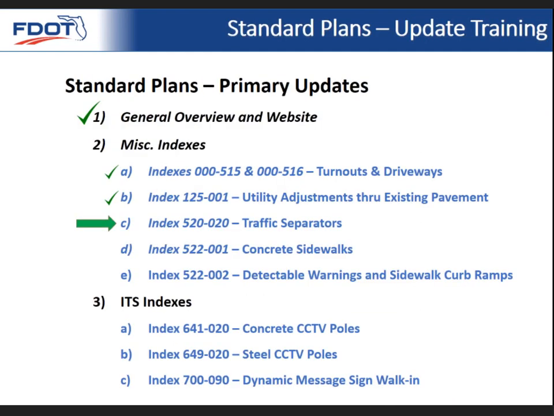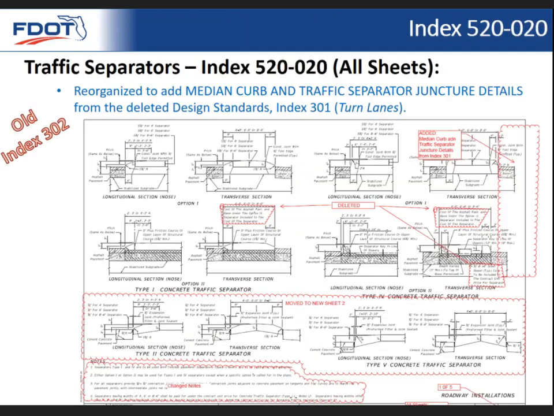So from here, we're going to talk about index 520.020, which is traffic separators. Again, this was old index 302. The primary reason for the change here is that when we removed the turn lanes index, which was index 301 previously, it had some details on there that showed how your standard curve would match up to a traffic separator.